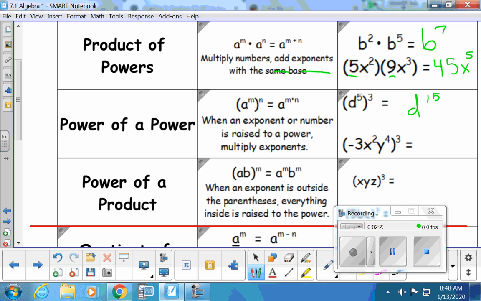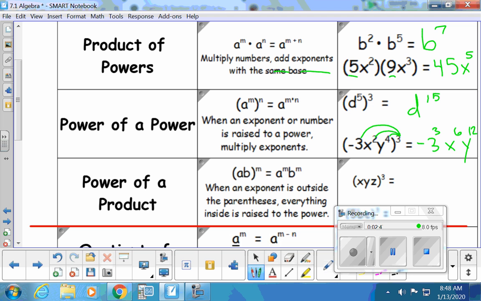All right, so this one looks a little interesting. What's going to happen here is you're actually going to have to distribute this into everybody. So -3 is going to have to be raised to the 3rd power. Let me write that out. The x squared is raised to the 3rd power. Those will multiply. So that'll be x to the 6th. And then the y to the 4th will be raised to the 3rd power. Those will multiply. So that'll be y to the 12th.